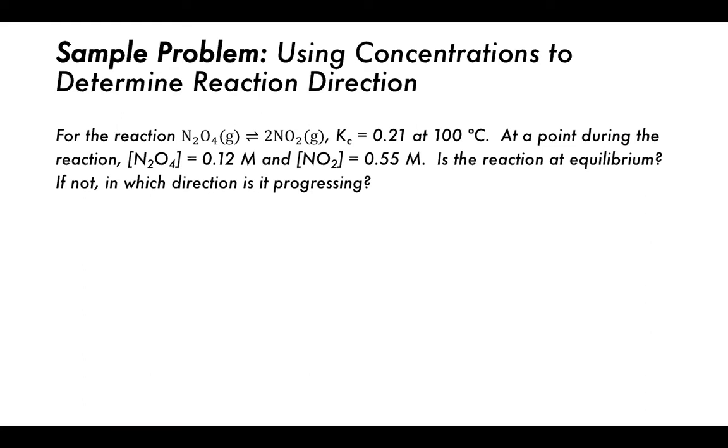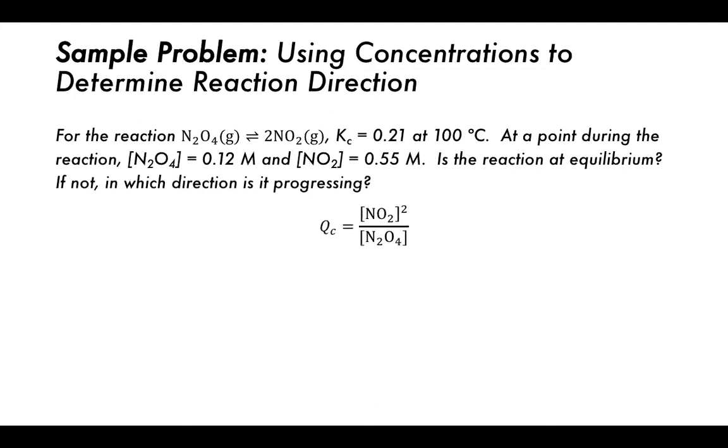So, using concentrations to determine reaction direction. For the reaction here, dinitrogen tetroxide is in equilibrium with nitrogen dioxide. Kc is equal to 0.21 at 100 degrees Celsius. At a point during the reaction, the concentration of dinitrogen tetroxide is 0.12 molar, and nitrogen dioxide is 0.55 molar. We're asked, is the reaction at equilibrium? And if not, in which direction is it progressing?